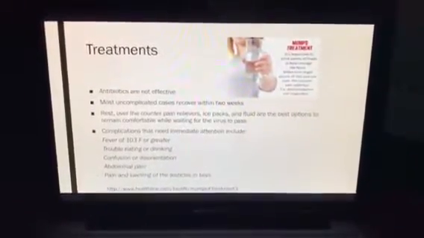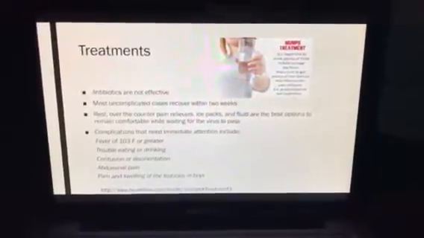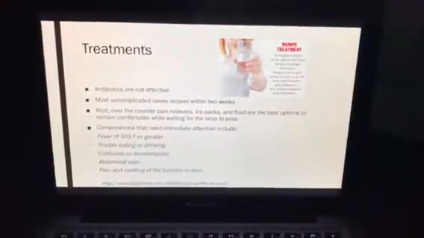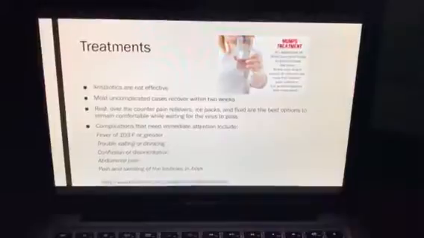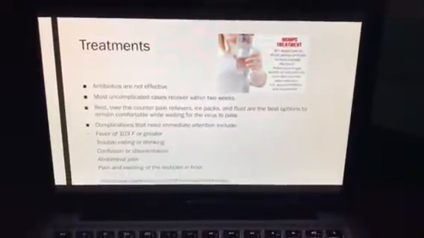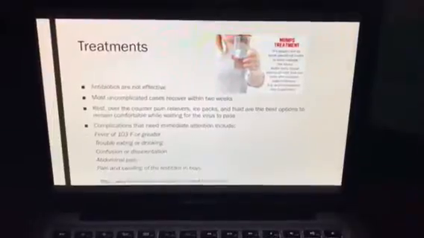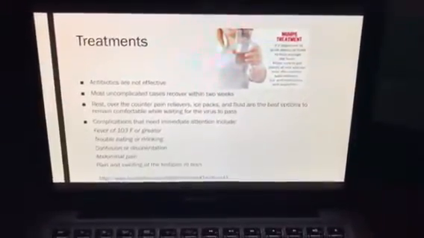Now some treatments for mumps. Since it is a virus, antibiotics are not effective against it. The best thing that you can do is just treat the symptoms, because mumps will usually run its course within 2 weeks. So rest, over-the-counter pain relievers, ice packs, and fluid are the best options to remain comfortable while you're waiting on that virus to pass.